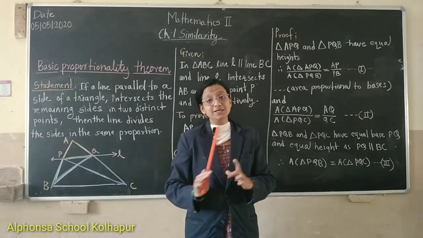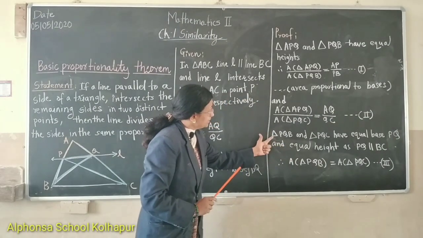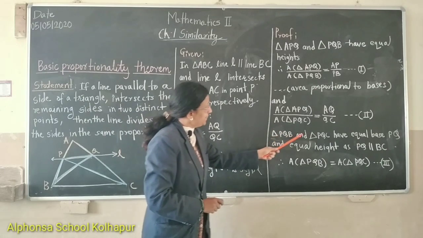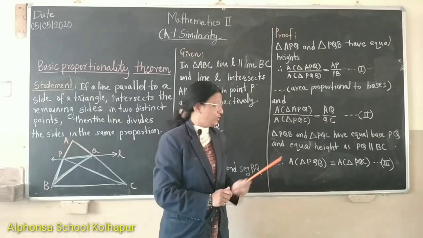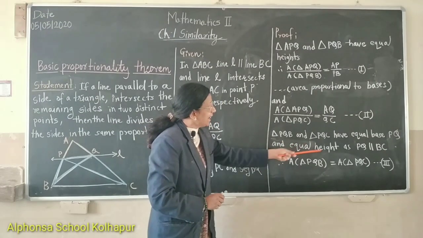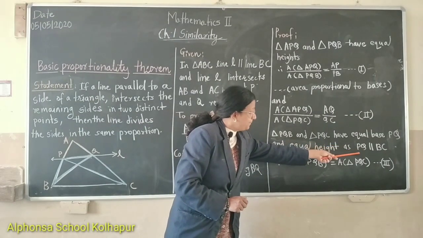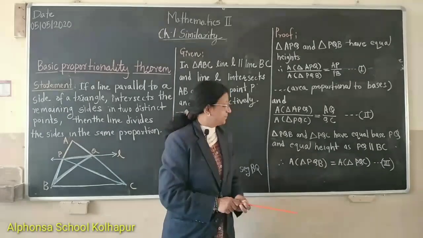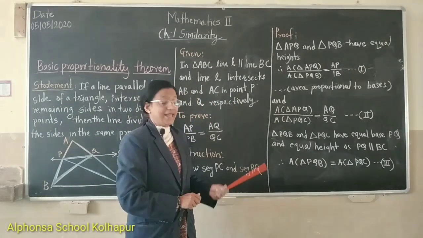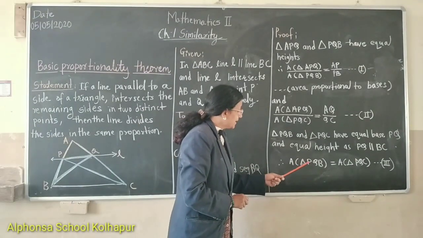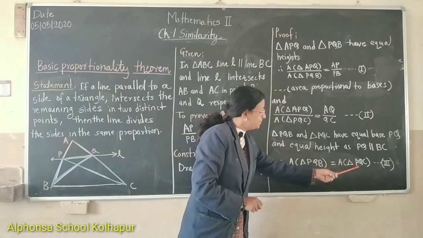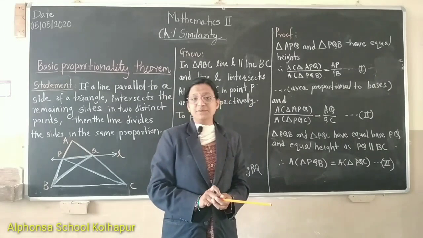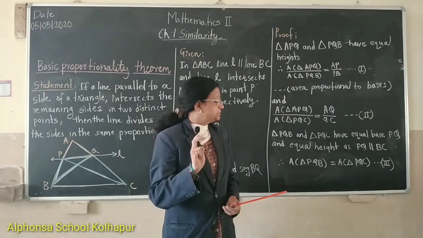So, let us write this down. Triangle PQB and triangle PQC have equal base PQ and equal heights as PQ is parallel to BC. Therefore, area of triangle PQB is equal to area of triangle PQC. This statement we mark as 3.